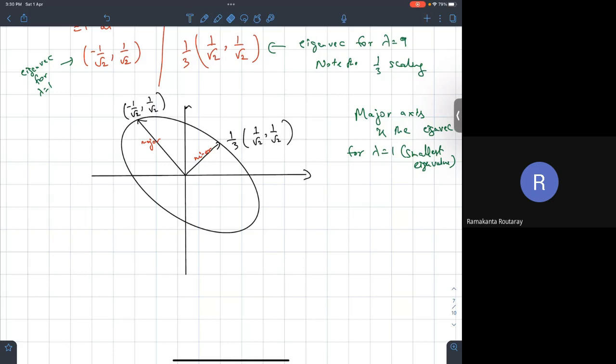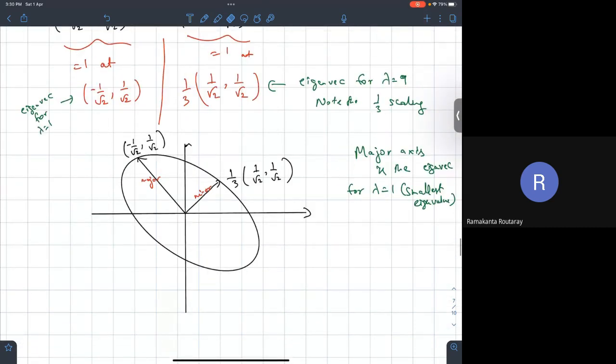Any doubts about this geometry so far? No? Can I move on to SVD?